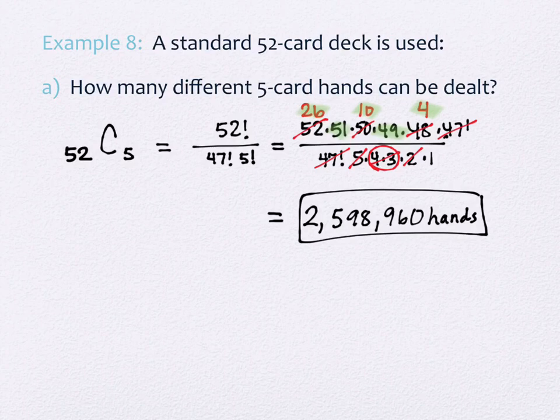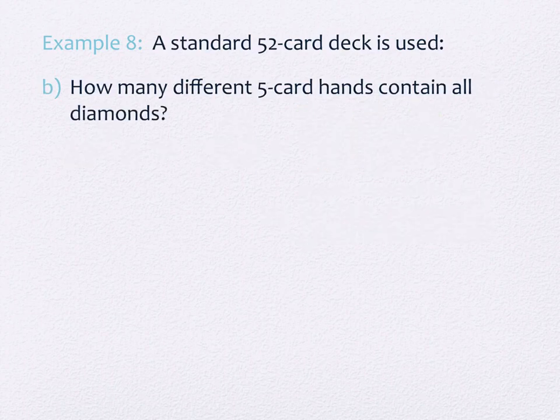Okay. What if we want to know, though, specifically how many 5-card hands are only diamonds? When you play certain games, like poker, or Texas Hold'em, you're trying to create hands of cards that are the best case scenarios of things that are rare or uncommon. If you get 5 cards that are all the same suit, that's called a flush. That would be a diamond flush.